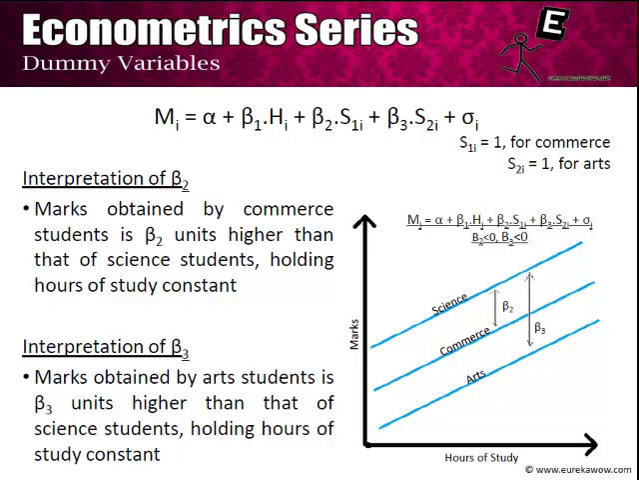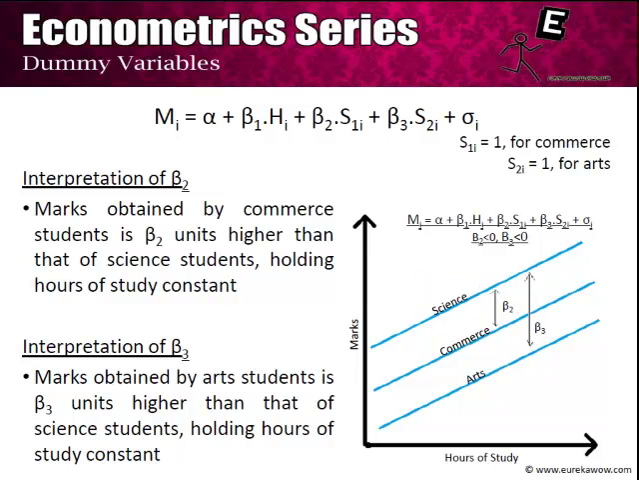In this case, now the interpretation of beta 2 becomes the marks obtained by commerce students is beta 2 units higher than that of science students holding hours of study constant. Note now that when we are making this interpretation of beta 2, we are talking with reference to the base or the reference category, and this is the reason it is called a base category. So similarly, beta 3 will also have a similar interpretation, that is the marks obtained by art students is beta 3 units higher than that of science students holding hours of study constant. So all comparisons that we are making are essentially with the base category.